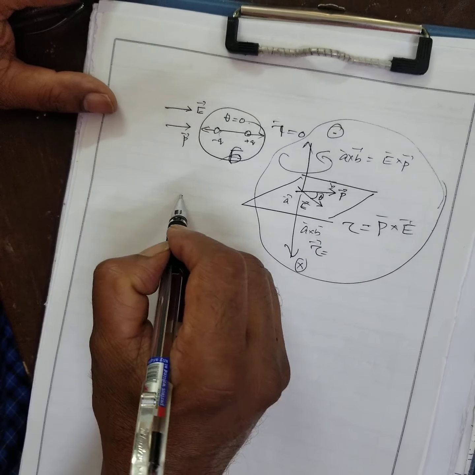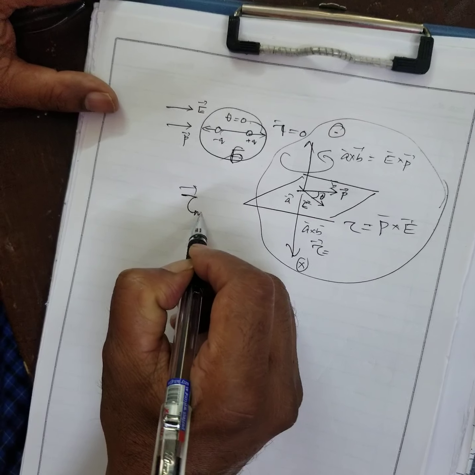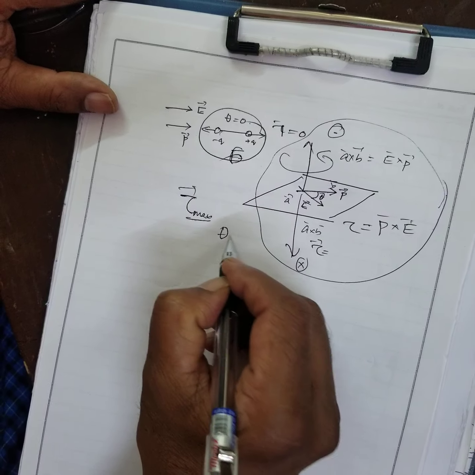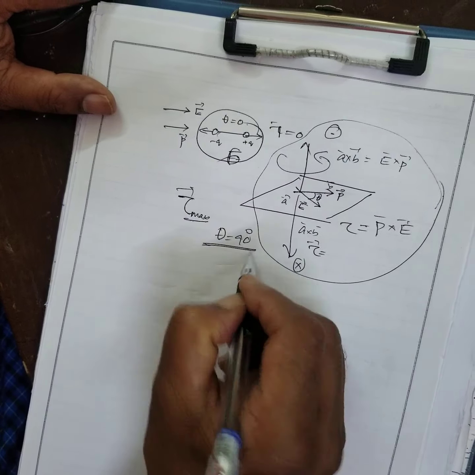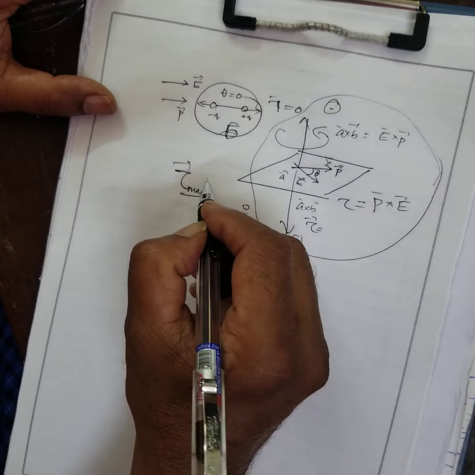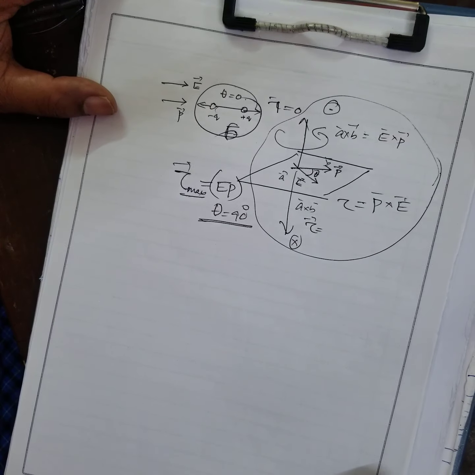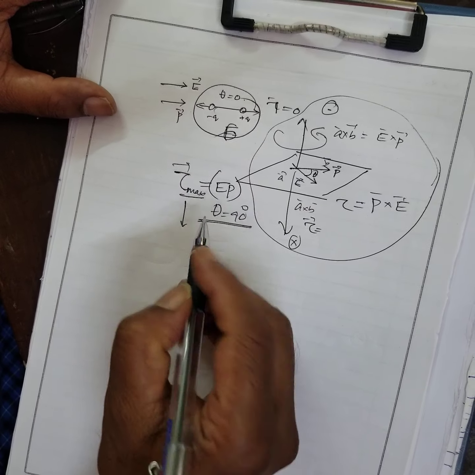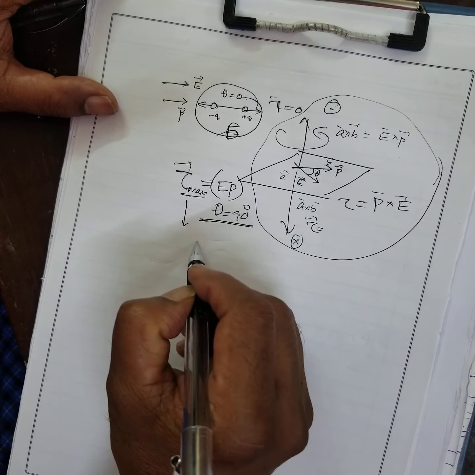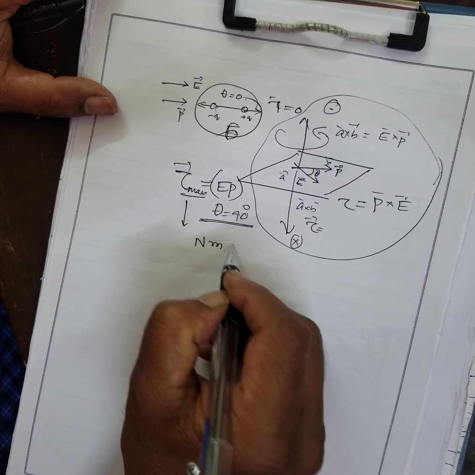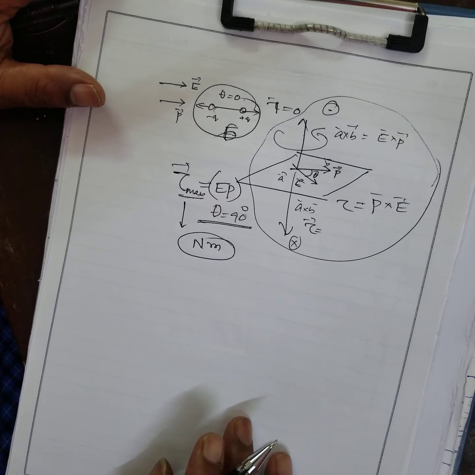The dipole torque is maximum when theta is equal to 90 degrees. What is the maximum value? E and P, that is EP. What is the unit of torque? Force into perpendicular distance. Force is in newtons, so the unit is newton meter.